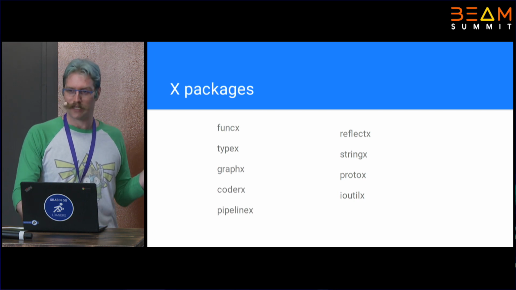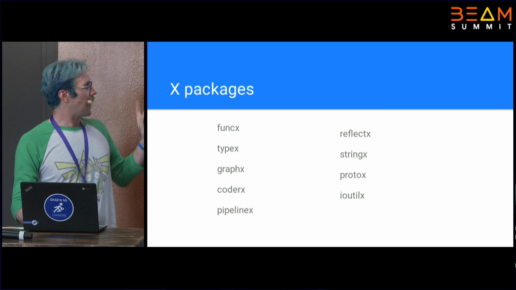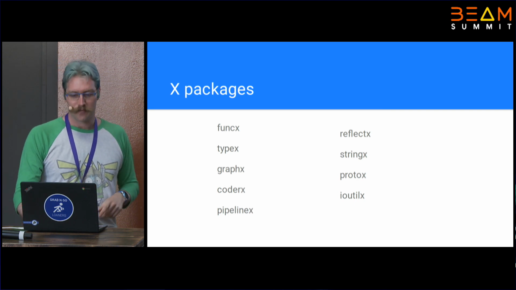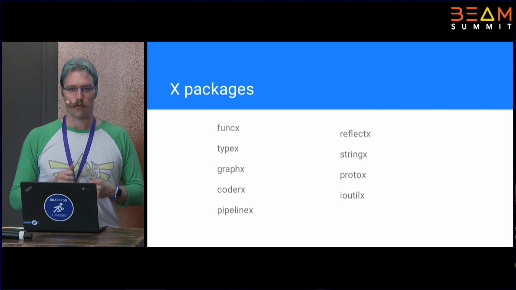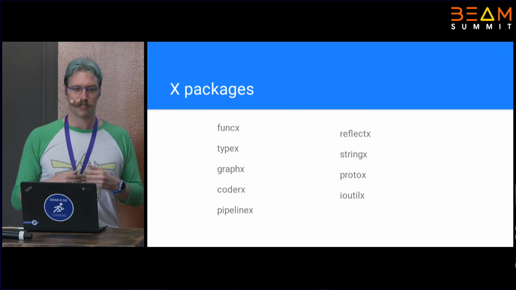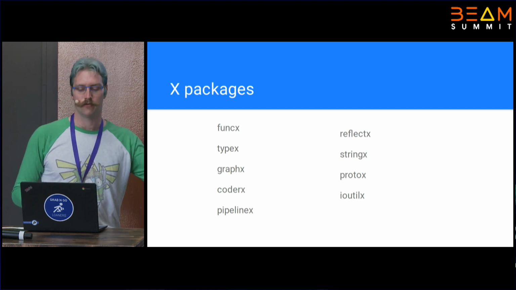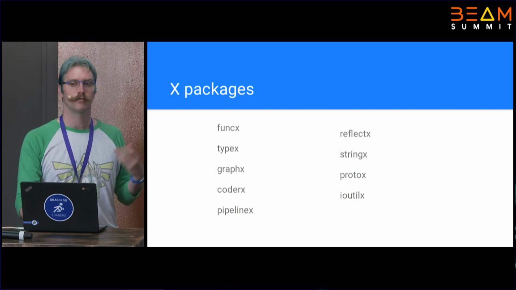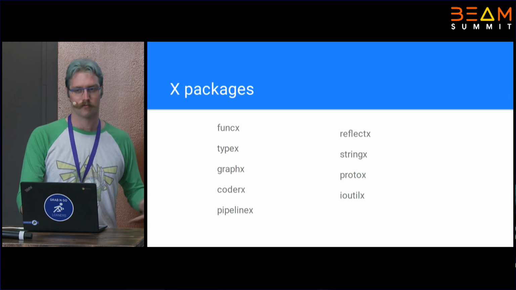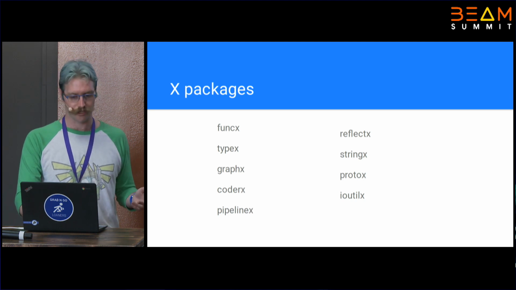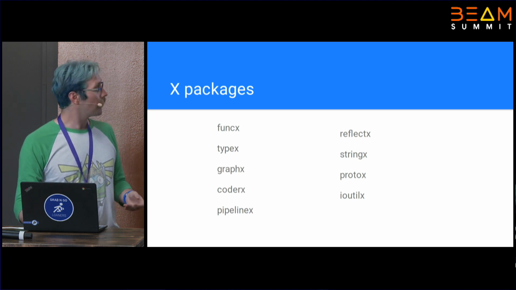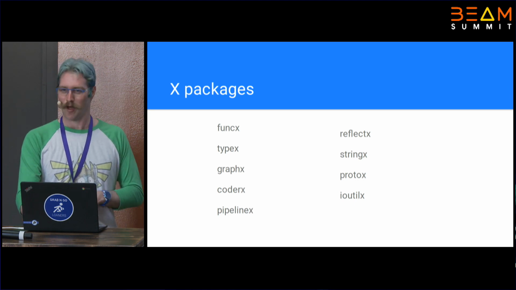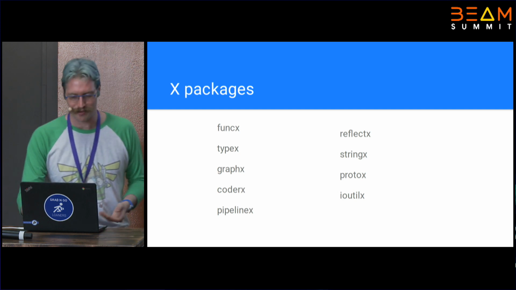but the ones that we're not really covering generally are these X packages. So if you're looking at the code and you see the X packages, the best way to think about those is that they are the ones that kind of do additional operations on top of those elements. So funcx operates on Go funcs, the term for Go functions. Typex operates on types, so on and so forth. Reflectx operates on the reflection parameters.